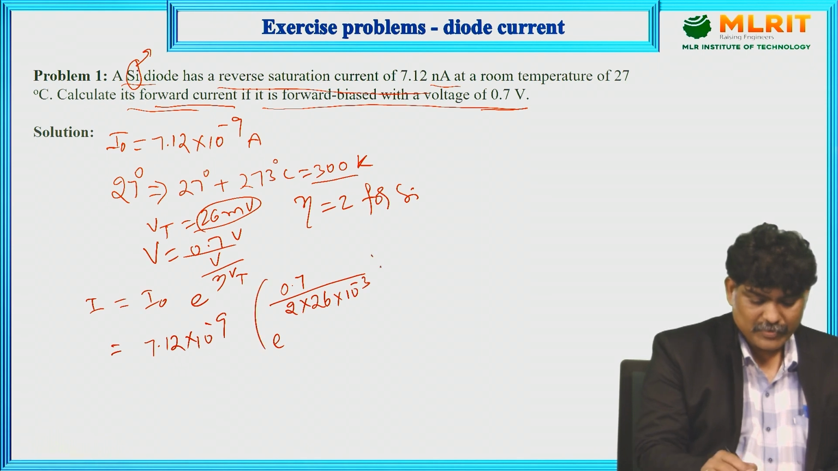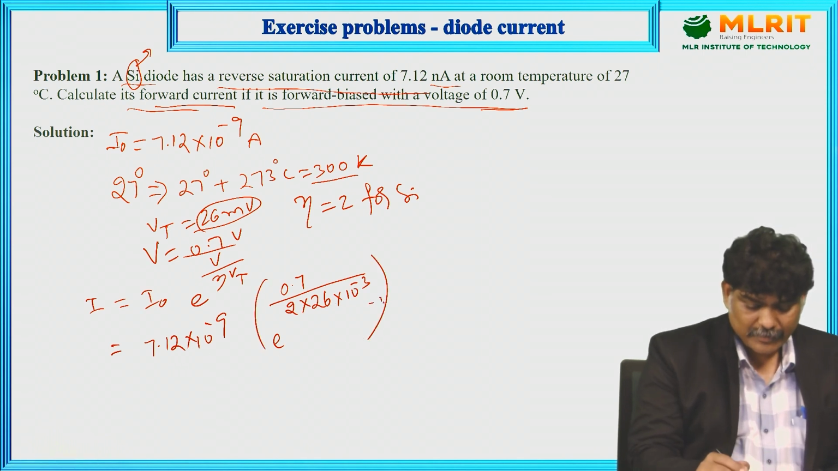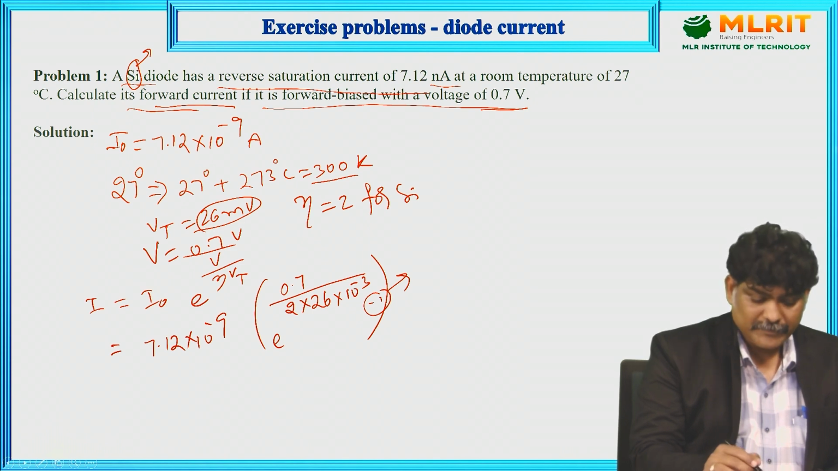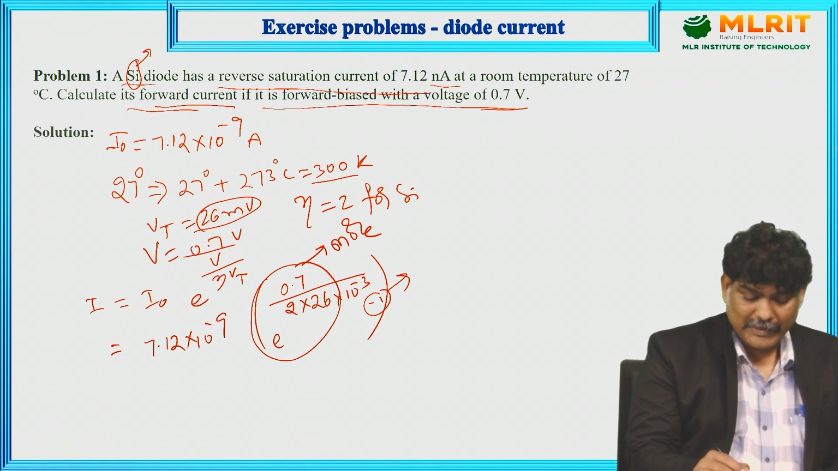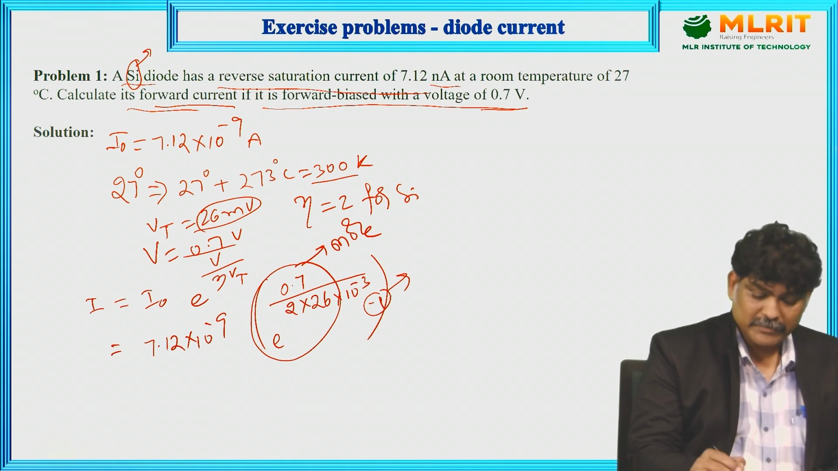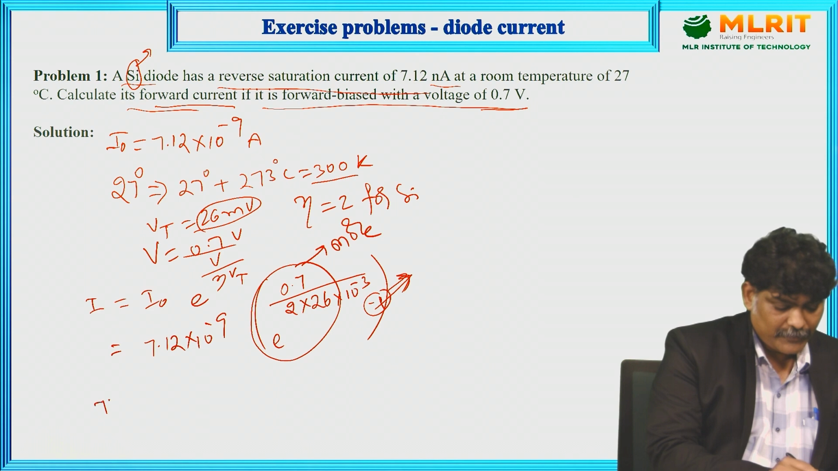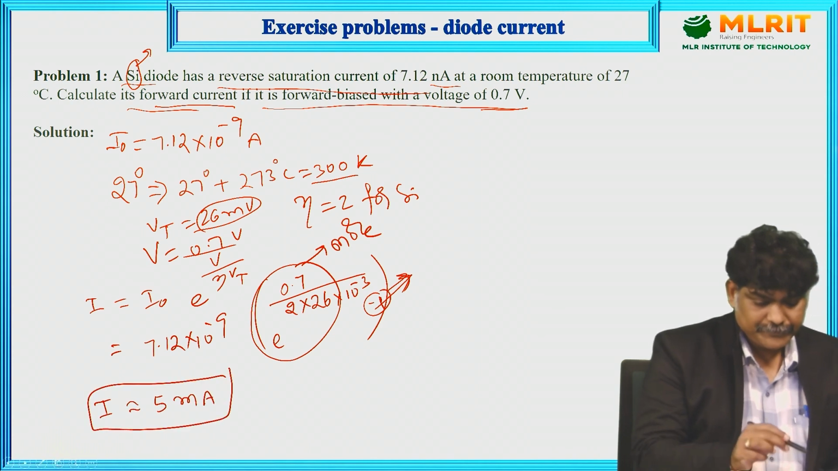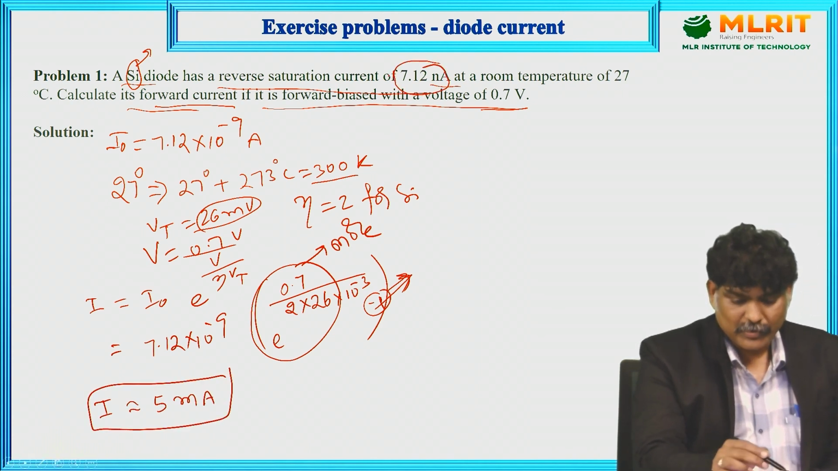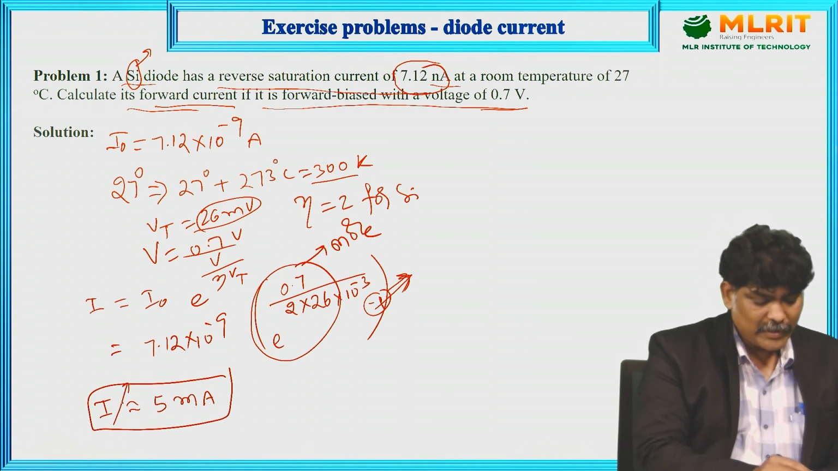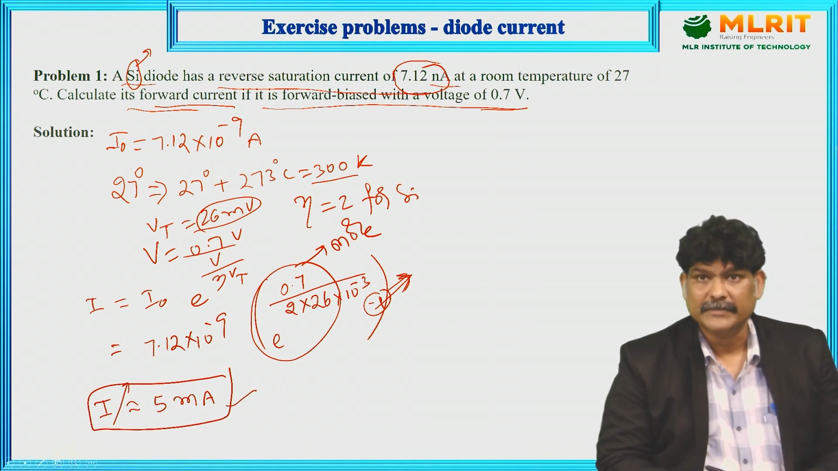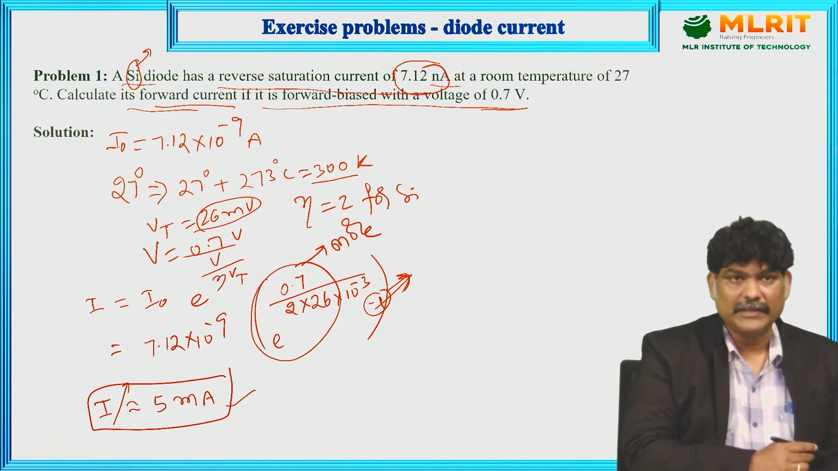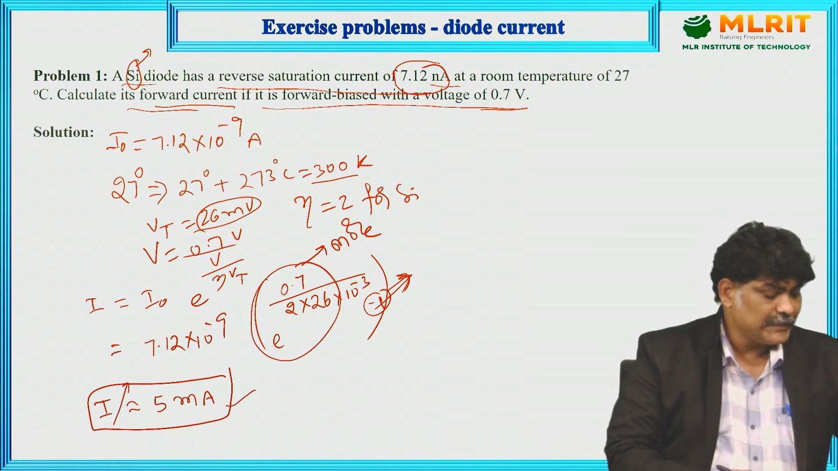If you solve this, I am neglecting the minus 1 because in forward bias condition this value is large when compared with the minus 1, so we can neglect it. Therefore, if you solve this, you get I approximately equal to 5 milliamperes. Reverse saturation current is 7.12 nanoamperes and actual diode current is 5 milliamperes. This way, it is a simple calculation to find the diode current. So let us see the second problem.